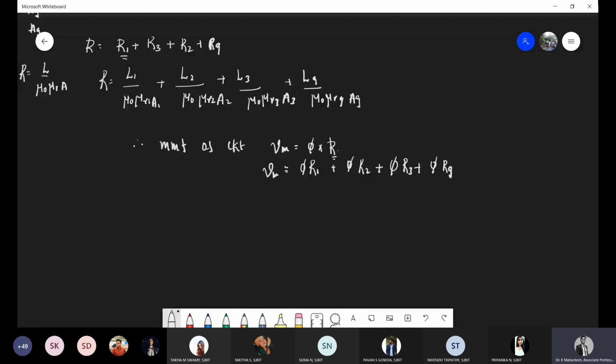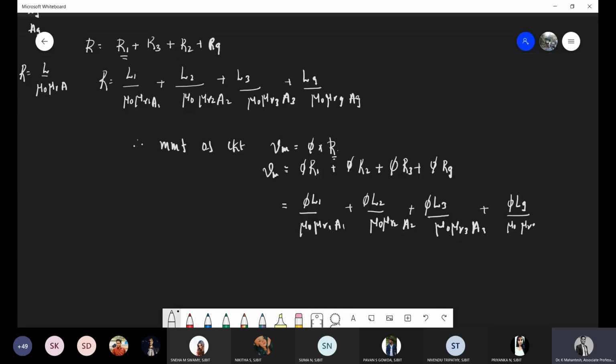So if I substitute all these values here, what will happen? It is phi L1 by mu naught mu R1 A1, plus phi L2 by mu naught mu R2 A2, plus phi L3 by mu naught mu R3 A3, plus phi Lg by mu naught mu Rg Ag. So this is Vm.